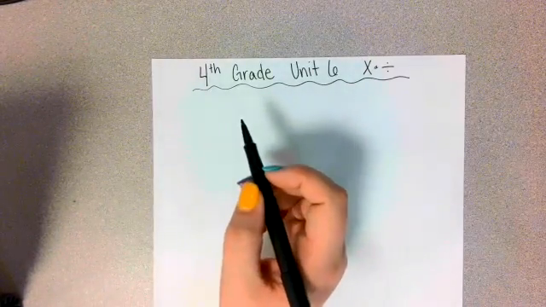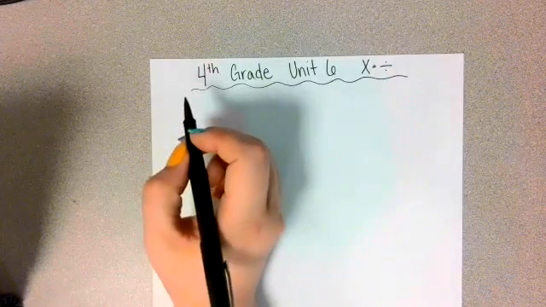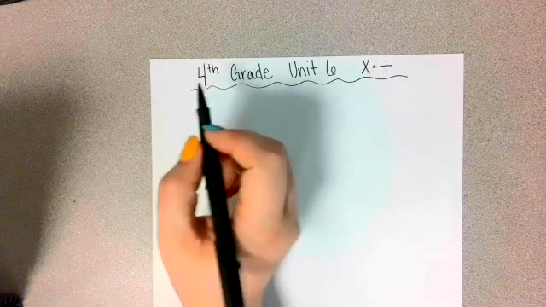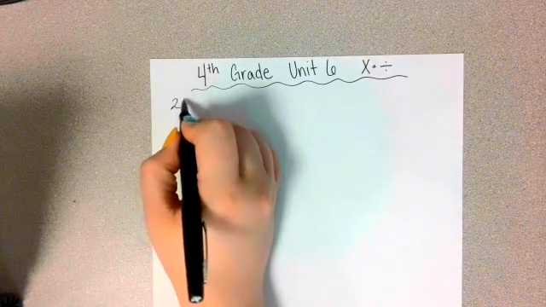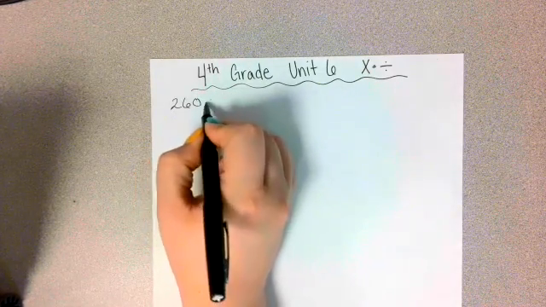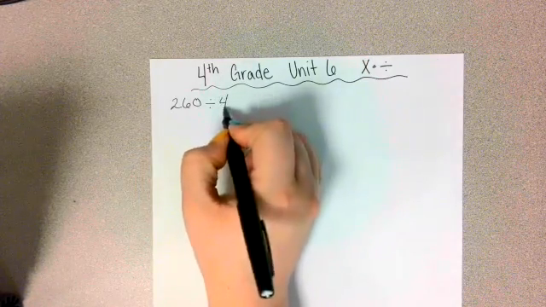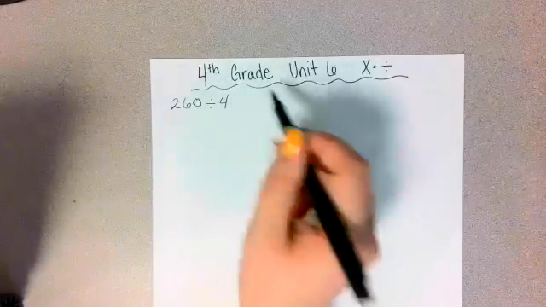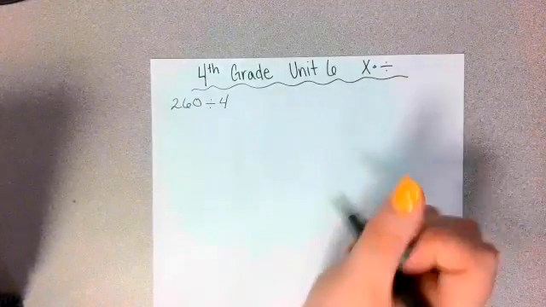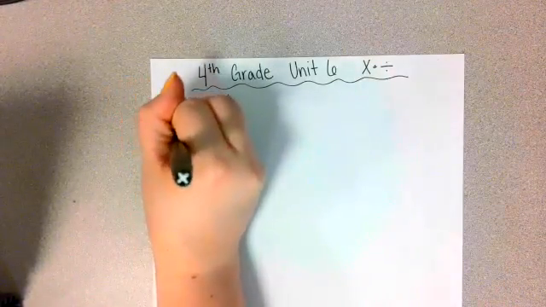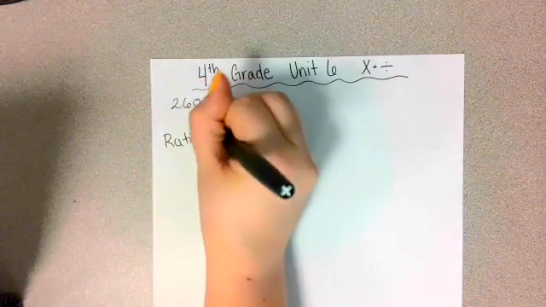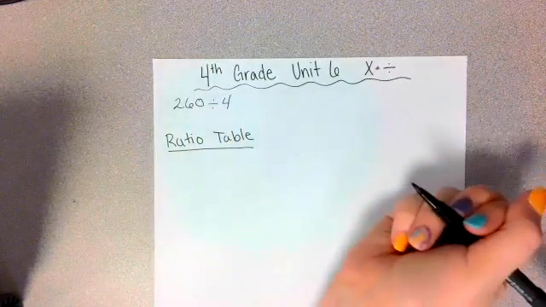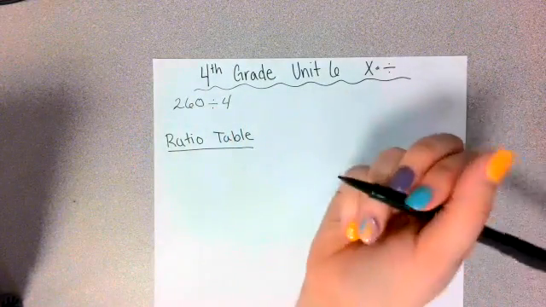So I'm going to use the problem 260 divided by 4 as our main division problem here. Okay, and I'm just going to show you how to solve this same problem multiple ways. So the first way that we've been talking about is through a ratio table. Honestly, this is just kind of going through the factors and multiples of the number.